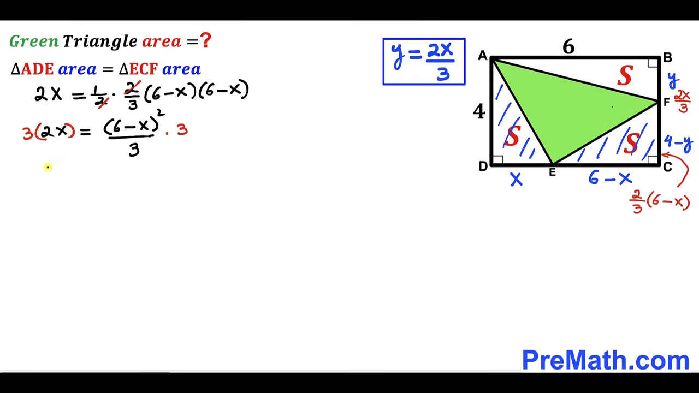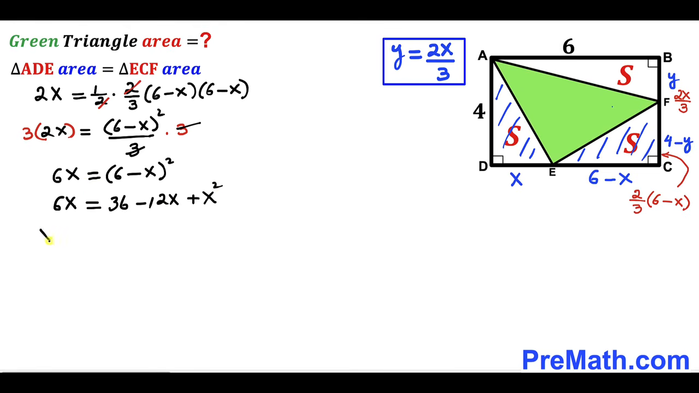So therefore the left hand side is going to become 6x, which is going to be equal to this 3, and 3 is gone. So we ended up with the (6 minus x) whole square. So therefore we can write 6x equal to, if we open up this square, 36 minus 12x plus x square.